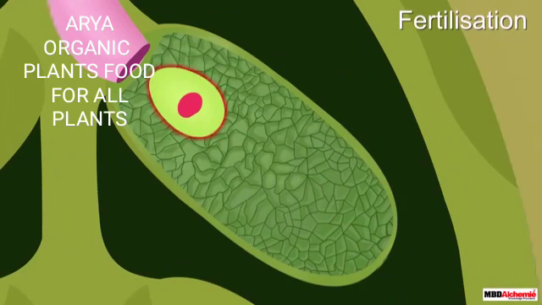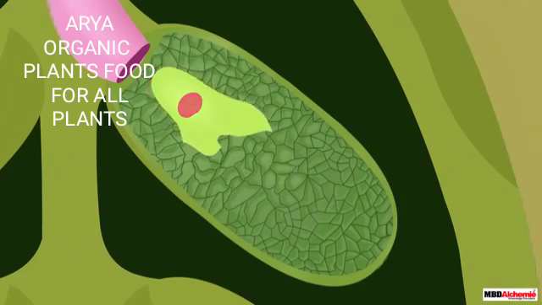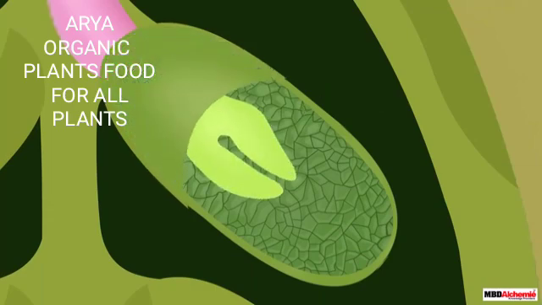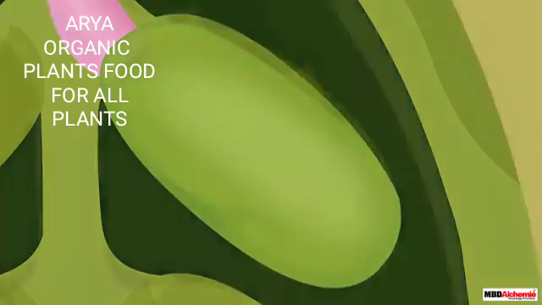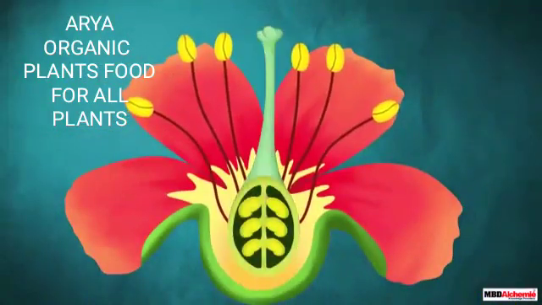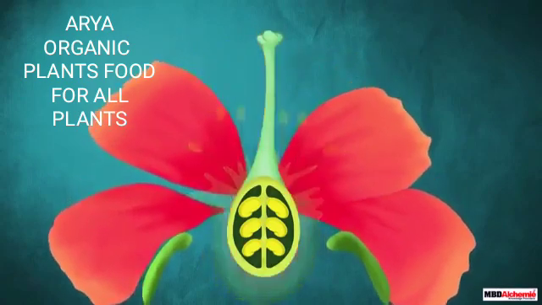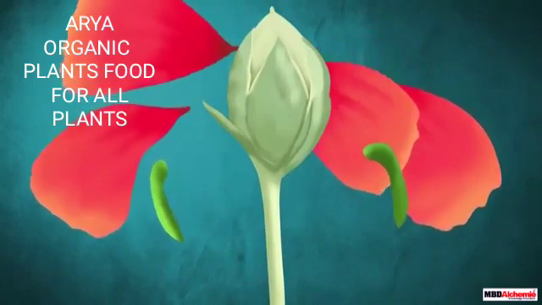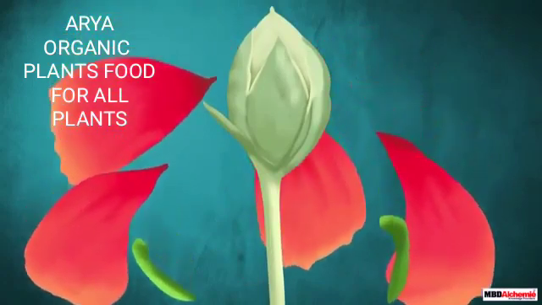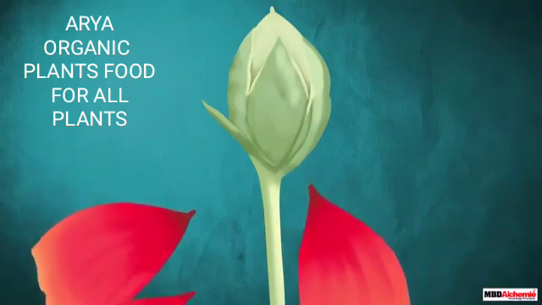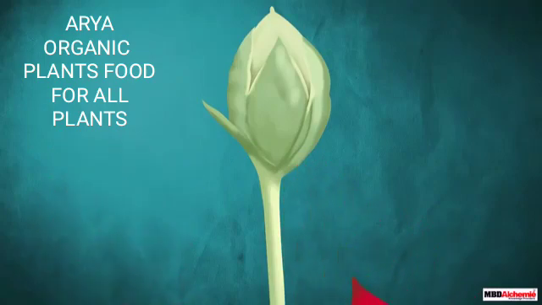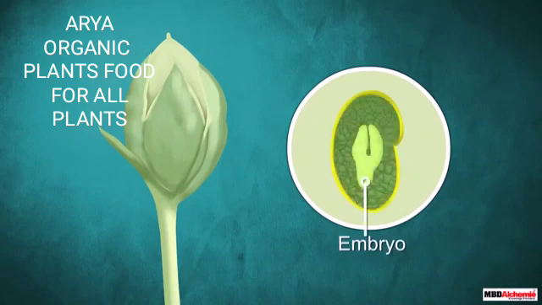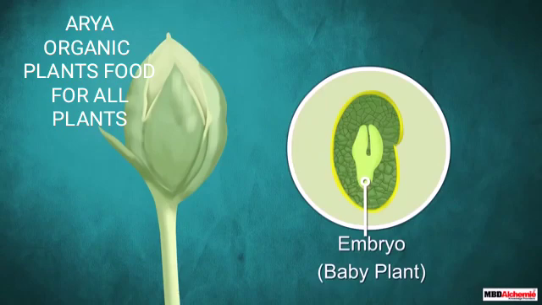The zygote formed after the fertilization then divides several times to form an embryo inside the ovule. The ovule develops a tough coat and changes to a seed. The ovary, on the other hand, ripens and forms a fruit around the seed. At this time, the other parts of the flower, like the sepals and petals, fall off. So, a seed present inside a fruit contains an embryo, which is actually a baby plant.